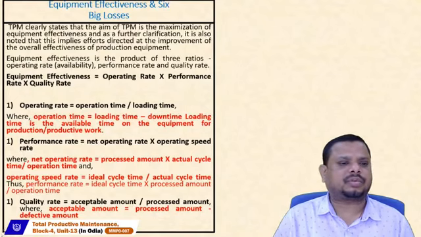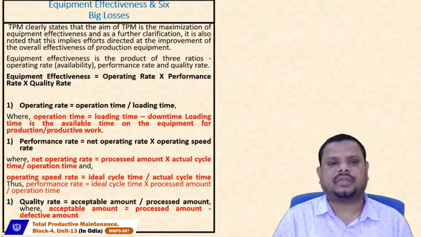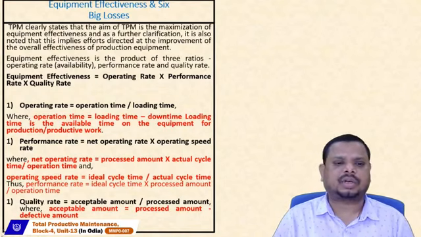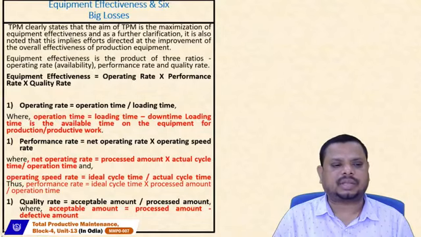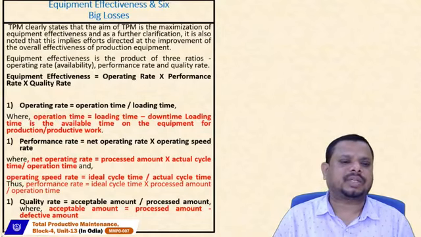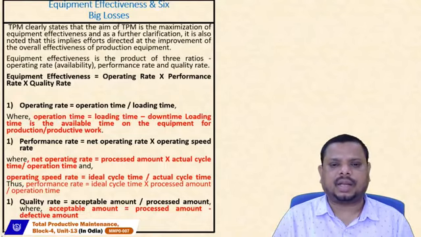They are basically focused upon operating rate, which is known as availability, performance rate, and quality rate. So I repeat, equipment effectiveness is the product of 3 ratios. Under the 3 ratios, we have to calculate the operating rate, known as availability, the next is the performance rate, and the last one is the quality rate. So the mathematical expression of equipment effectiveness equals operating rate times performance rate times quality rate.